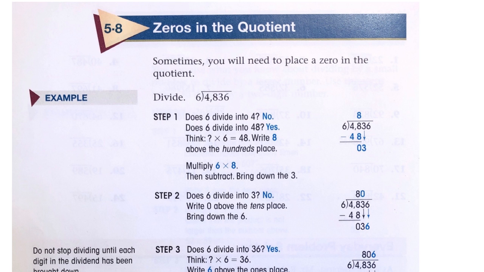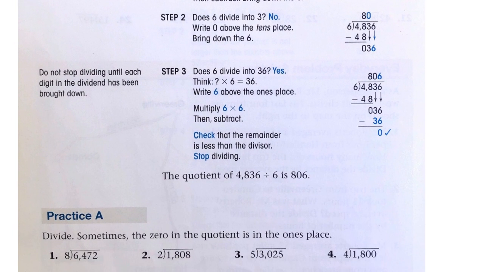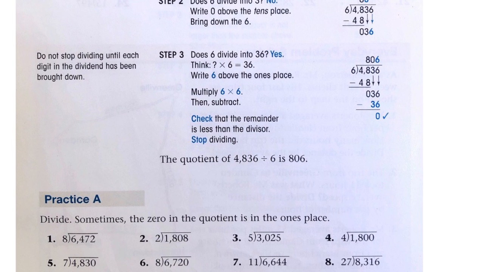Now, step 3. Does 6 divide into 36? Yes, it does. So what number times 6 equals 36? Well, 6 times 6 equals 36. So put 6 in the ones place. 6 times 6 is 36. 36, take away 36 is 0.